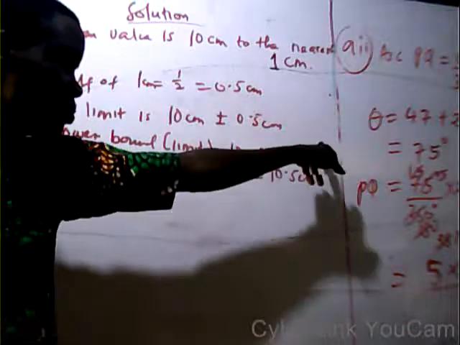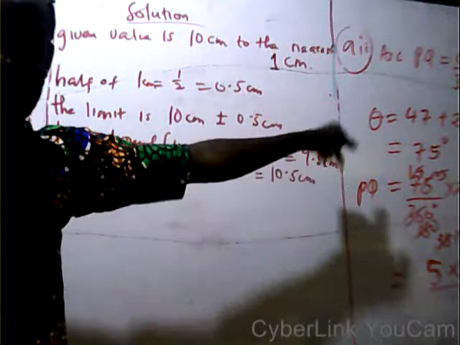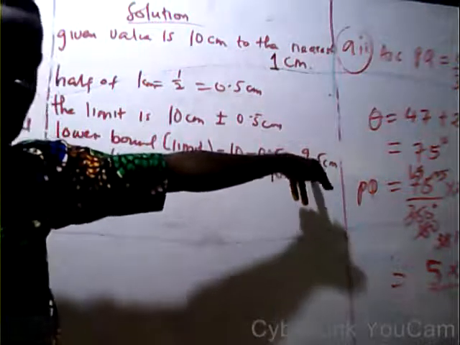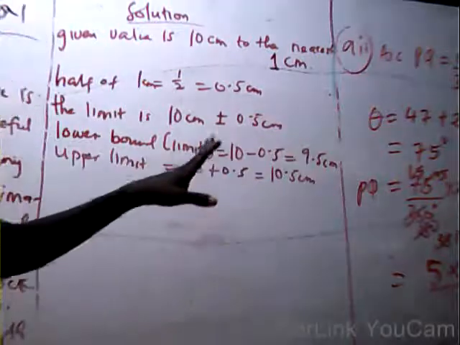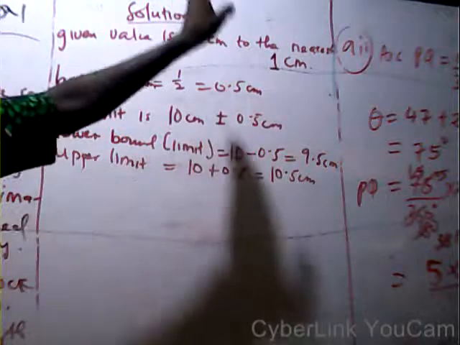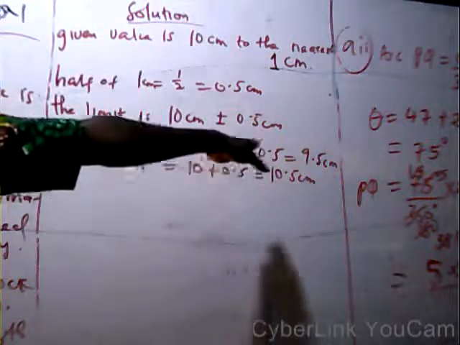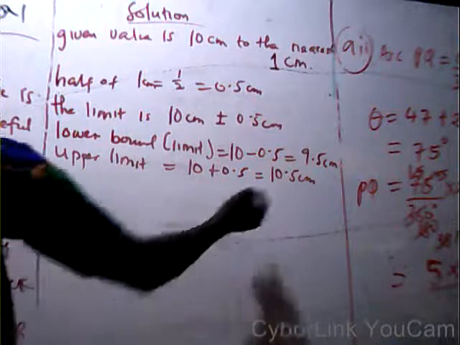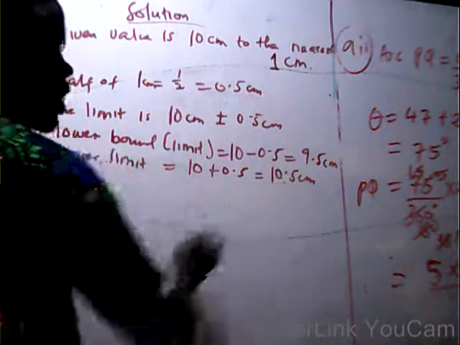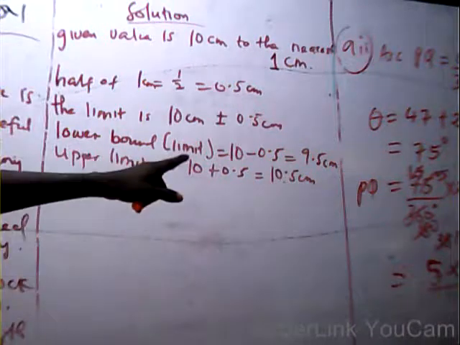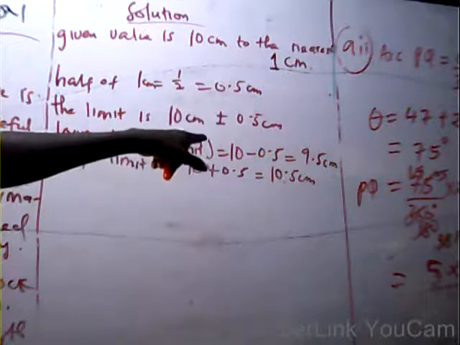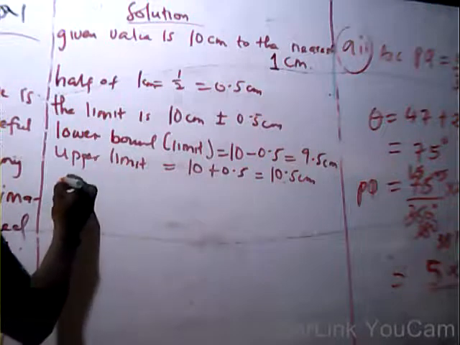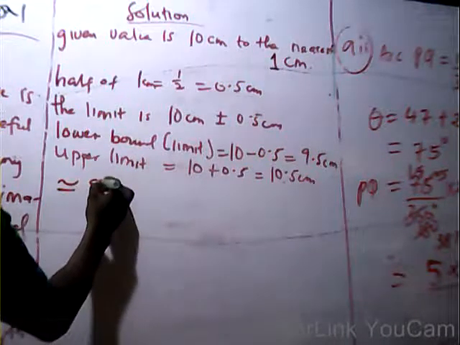From 9.5, because 9.5 can be approximated to the nearest centimeter as 10, right? All the values from 9.5 up to 9.6, 9.7, 9.8 and so on can be approximated to the nearest centimeter as 10 centimeter. But the value must not reach 10.5, because when you approximate 10.5 it should be 11.